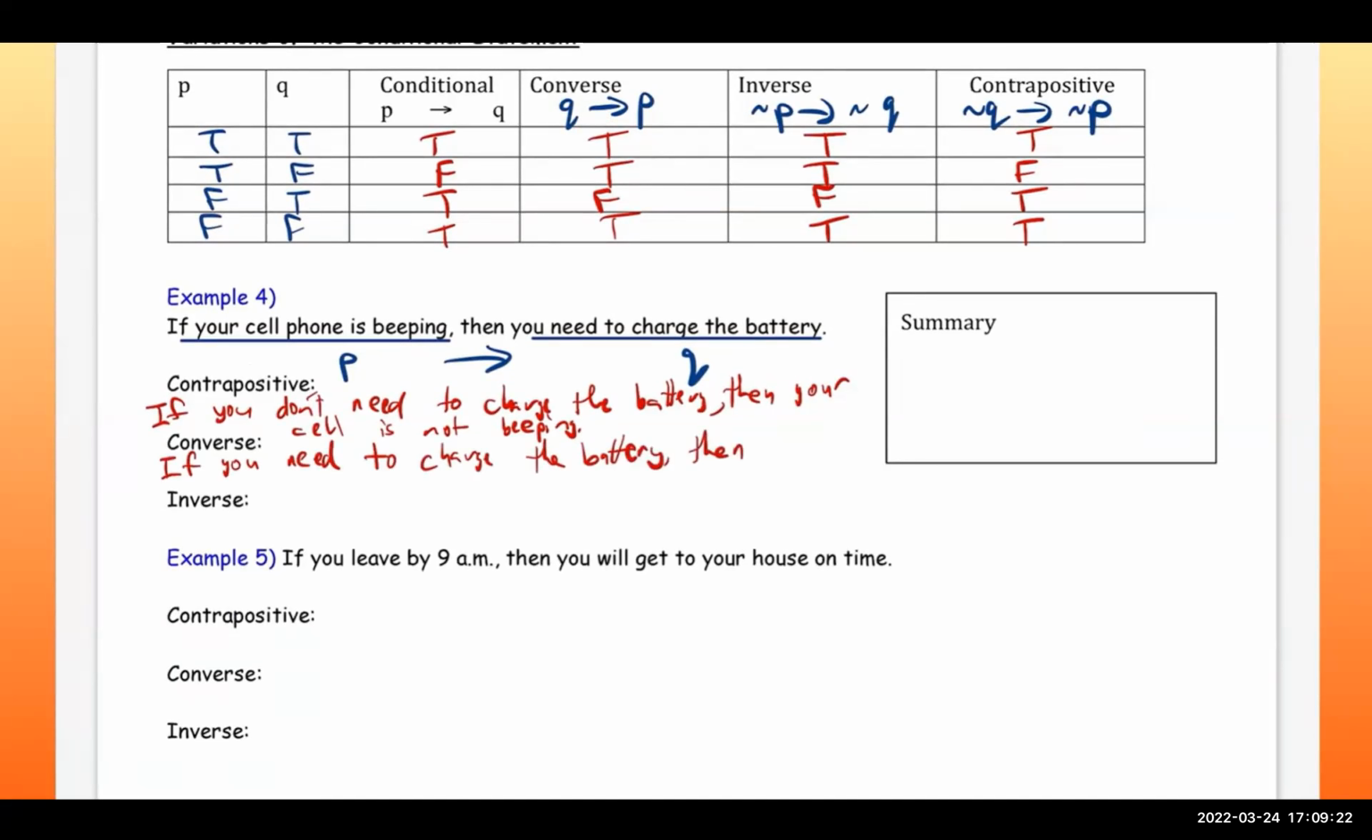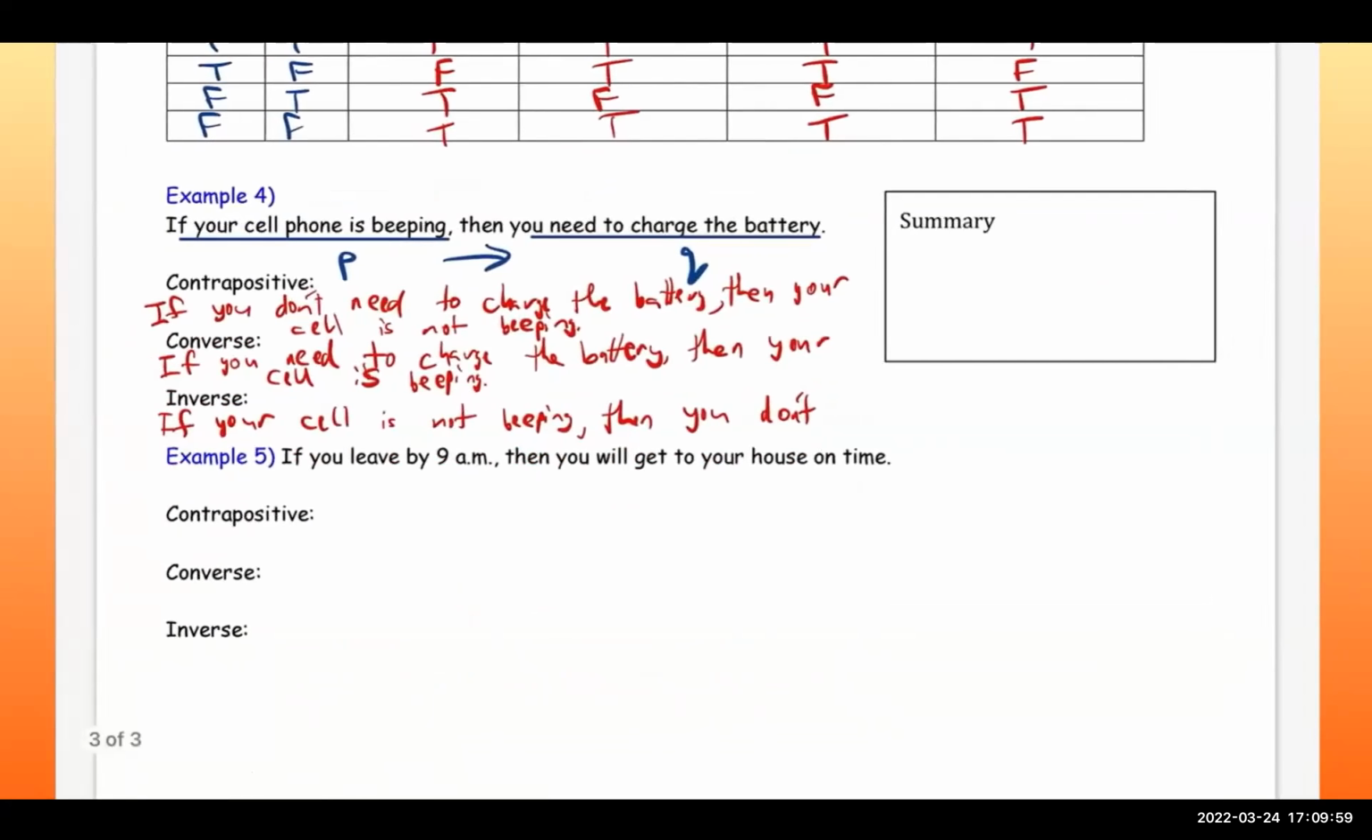All right, the inverse is going to be not P. If not P, then not Q. Not P would be if your cell is not beeping, then not Q would be then you don't need to charge the battery.